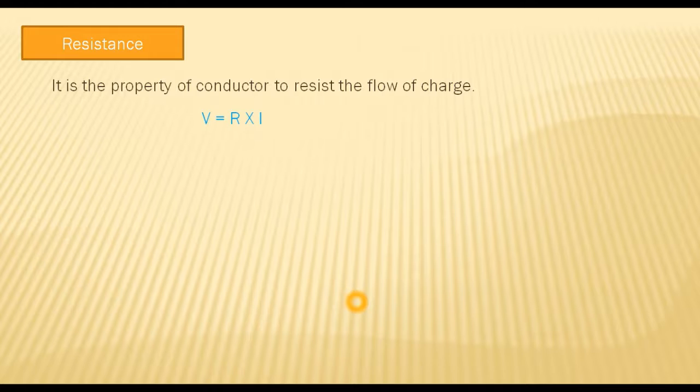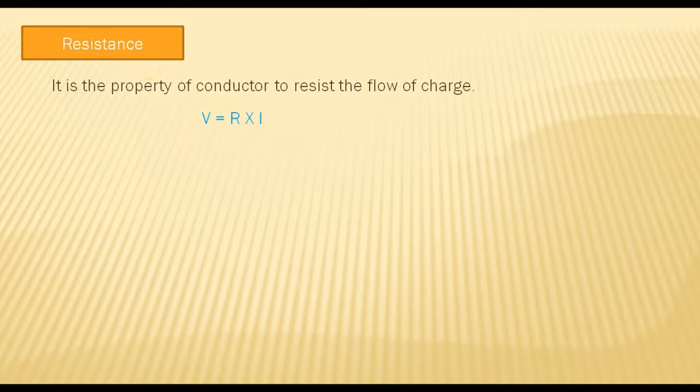And due to these collisions, there is some kind of obstruction, some kind of opposition to the flow of electrons. That means electrons are not able to move easily through a conductor because of this obstruction, because of this opposition. And the property of a conductor due to which it opposes the flow of charge is known as resistance. So resistance is the property of a conductor due to which it opposes the flow of charges, the flow of current through the conductor.